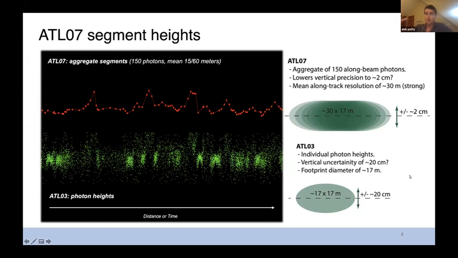Again, the whole idea of this aggregation is to lower the precision or vertical uncertainty. That's based on the idea that these errors are random. So if we aggregate n photons, we can reduce our uncertainty by 1 over root n. In this case, we go from a vertical uncertainty of around 20 centimeters down to something like 2. And that's how that 150 photon aggregation was chosen.